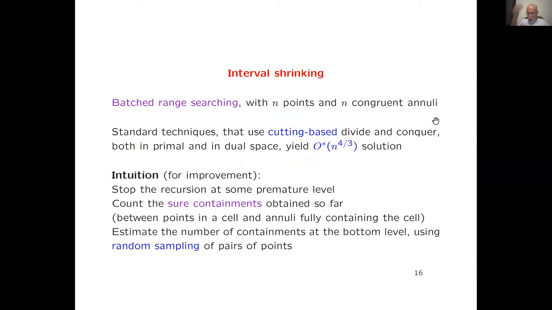What we do here, we run the same idea as we want, but we stop prematurely. So up to the leaves of the recursion, we only look at sure containments, those between cells and annuli that fully contain them, and we collect the number of containments between them, and this is guaranteed to be okay. But at the bottom of the recursion, we have problems where we don't know which distances are okay and which are not, and we resolve it by using random sampling. We take a sample of the distances at the bottom level of recursion, and we look at the sample.